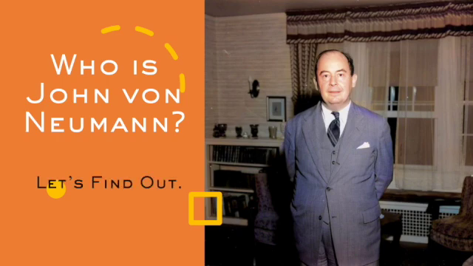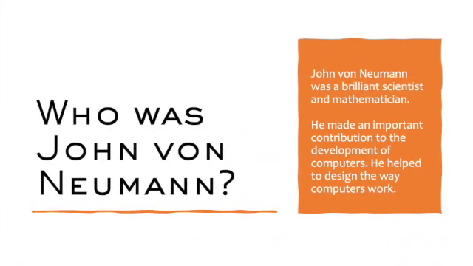Who is John von Neumann? Let's find out. John von Neumann was a brilliant scientist and mathematician. He made an important contribution to the development of computers. He helped to design the way computers work.